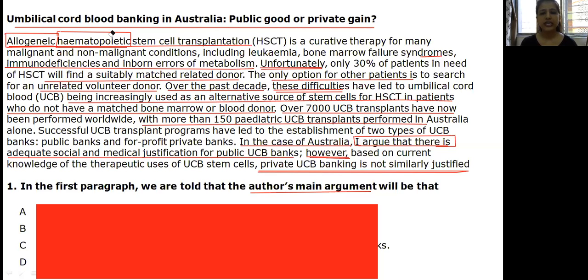If you have to understand the opinion or argument of someone, you'll have to first think whether they are arguing in favor of something or against something. So here, what do you think? First, let us think about public UCB banks. Is the writer in favor of public UCB banks or against them? Type F if you think in favor, type A if you think against.